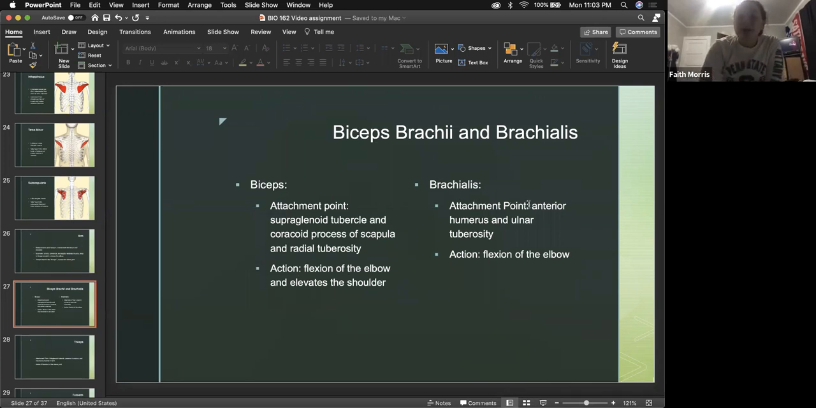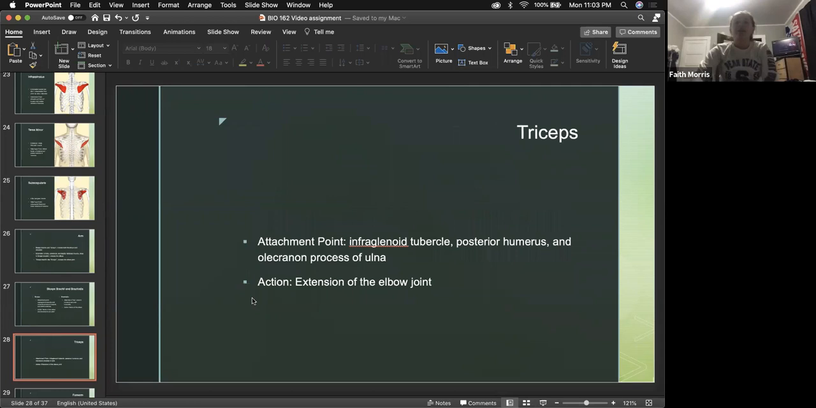The brachialis attaches anterior to the humerus and the ulnar tuberosity, and it's a flexion of the elbow because it just goes over the elbow. And the triceps attach at the infraglenoid tubercle, posterior humerus, and olecranon process of the ulna. And it's an extension of the elbow joint, but it also does some actions on the shoulder because it does go over, it crosses that as well.